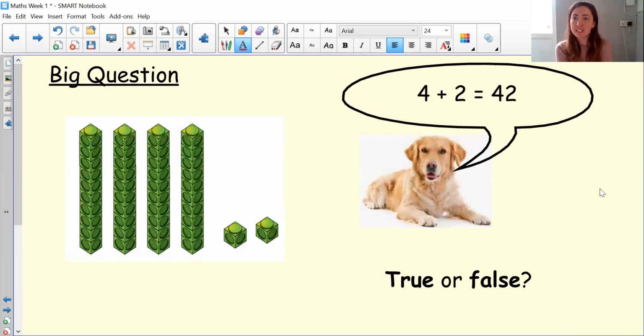Okay, so the big question today is a true or false question. Stevie says, 4 add 2 equals 42. Now, is that true or false? So I'd like you to pause the screen here and have a think. And remember that we need to also be able to explain why you think it is true or why you think it is false. Explain your reasoning. Okay, so pause here to have a go.